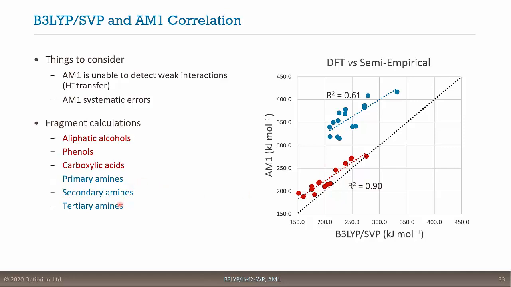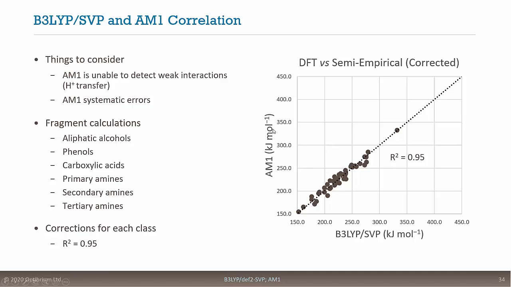Now, if you look at the primary, secondary, and tertiary amines, they do not correlate at all. And this is a prime example of a systematic error. So in DFT, you can see that the activation energies range from 200 kilojoules per mole to 350 kilojoules per mole, while in AM1, they range from 300 kilojoules per mole to 450. So in order to fix that, what we did was we separated each type of site of metabolism and calculated correction factors based on these calculations. And after we have applied those correction factors, then the DFT and AM1 correlate pretty well. So here are all of the points. So now, on the next slide, I will start showing you the site of metabolism models.